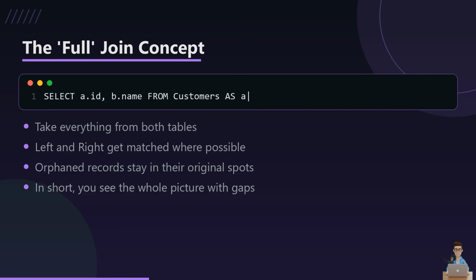A full join is the most generous. It doesn't care which side starts, it just wants to know what exists in both. If there's no match, it shows the nulls on one side or the other so you don't lose anyone.